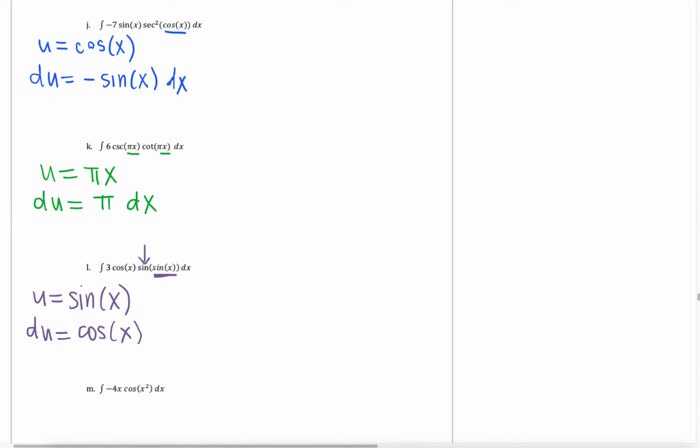And in our last example down here, we have -4x times cosine of x squared dx. Since we only have one trig function, my u can't involve that trig function, because if I were to make my u cosine here, I would need a sine in the derivative, which I don't have. So our u this time is actually just going to be that x squared. So our du is going to be 2x dx.